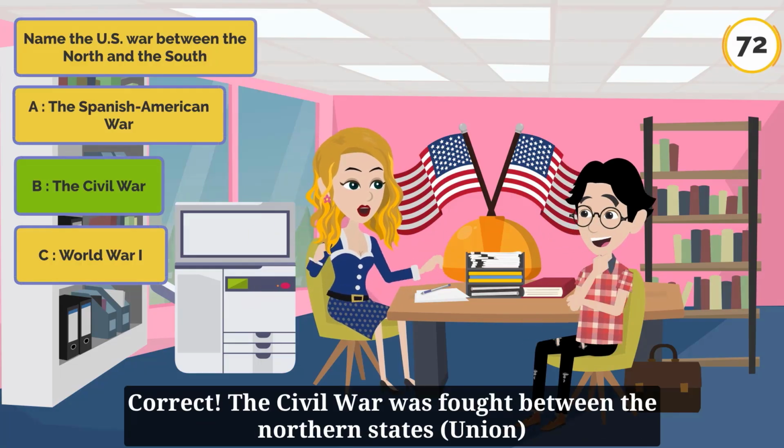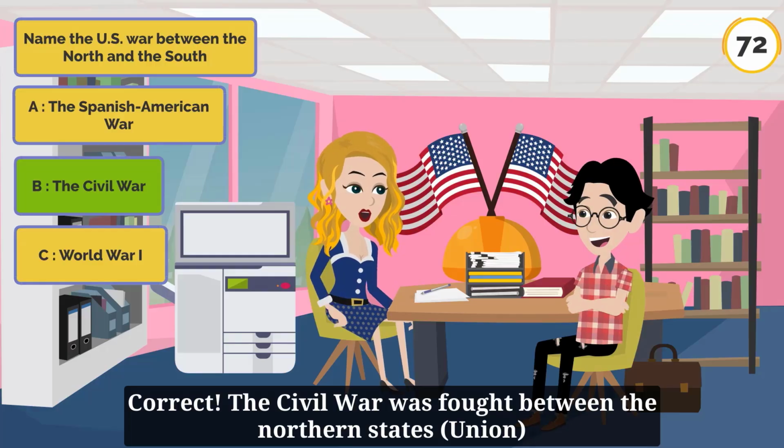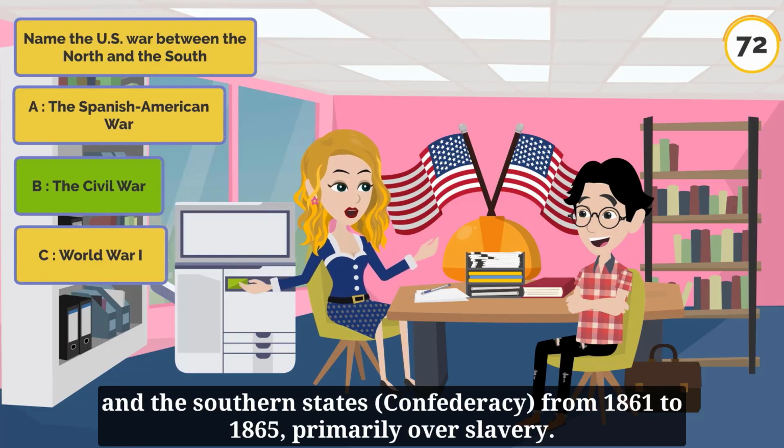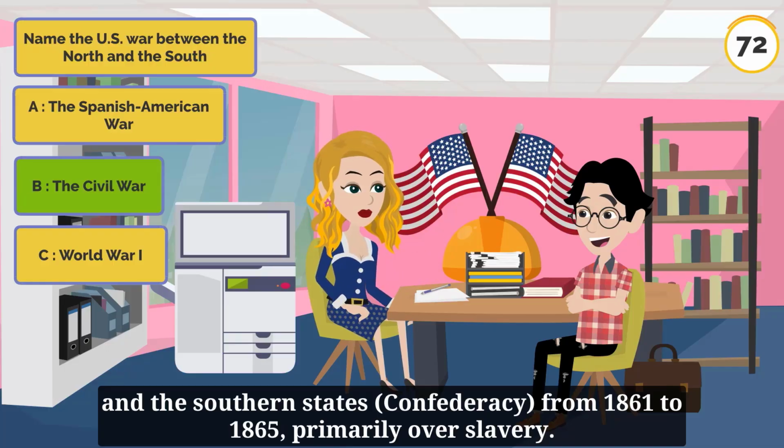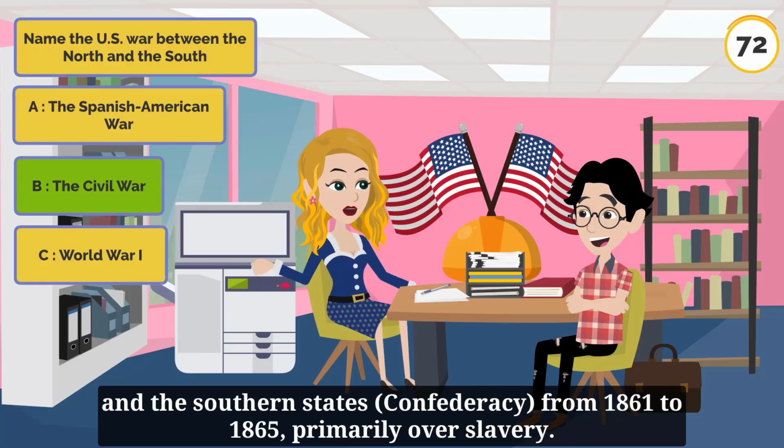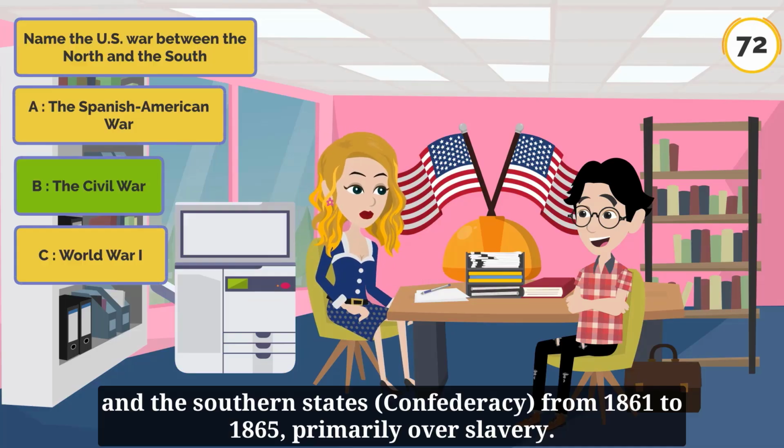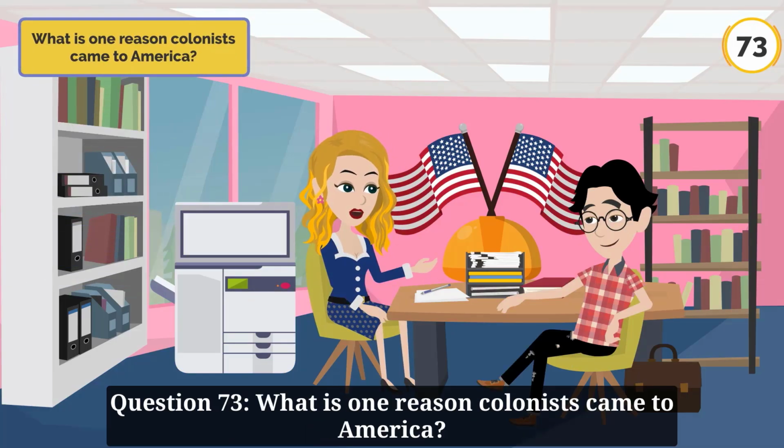Correct. The Civil War was fought between the Northern States, the Union, and the Southern States, the Confederacy, from 1861 to 1865, primarily over slavery.